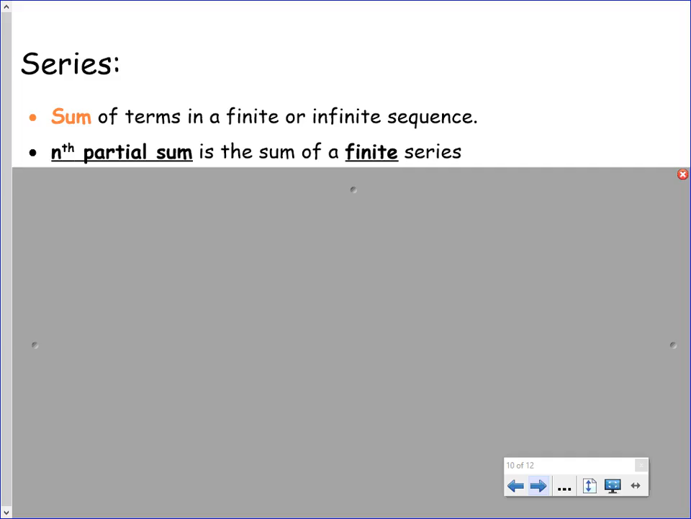Okay, the last idea that we want to get to is the idea of a series. When I was talking about summation and sigma notation, I used the word series and I kind of retracted it and changed it back to summation and sigma. But a series is a sum. It's a sum of terms of a finite or infinite sequence.